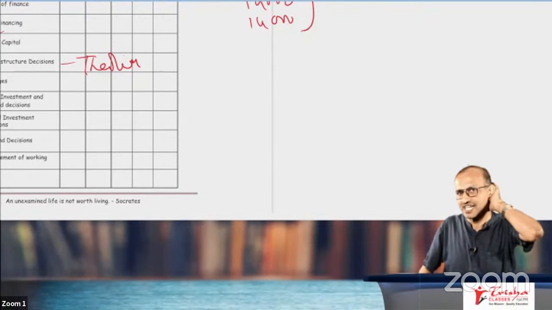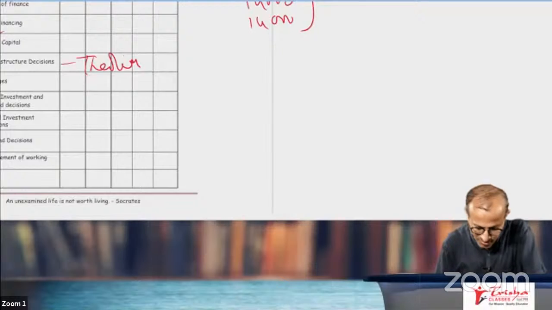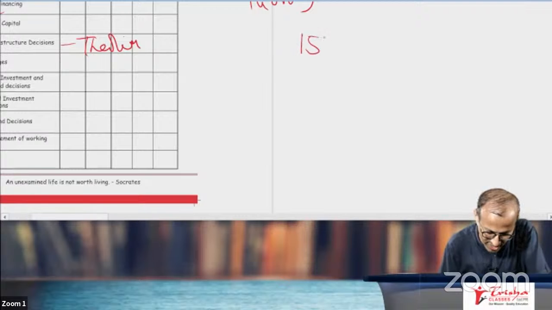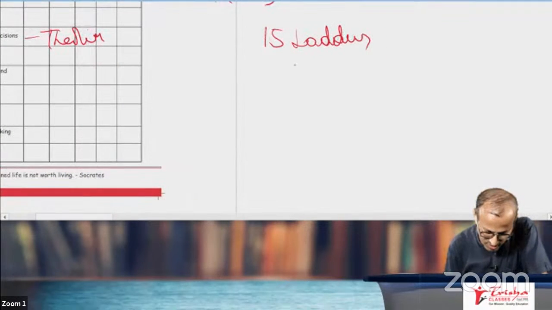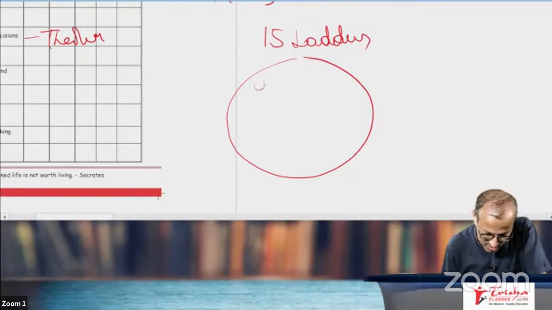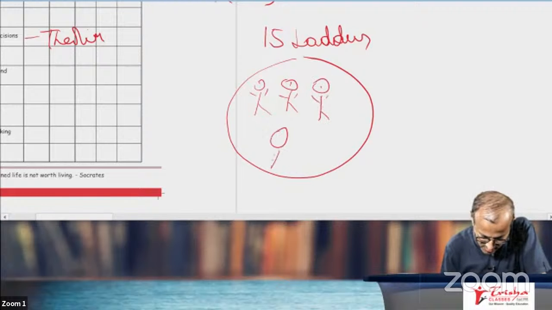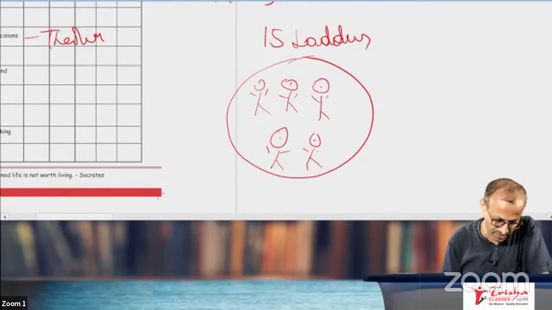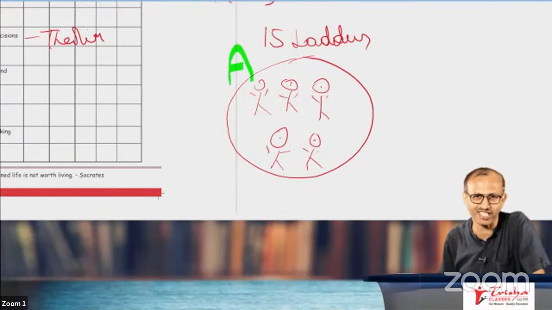Yeah, that's the advantage. Similarly, I'll give one small example. You have 15 laddus. You have 5 members. All eating is military system. This is family A. Tell me, in family A, everyone will get how many laddus? Fast, fast.